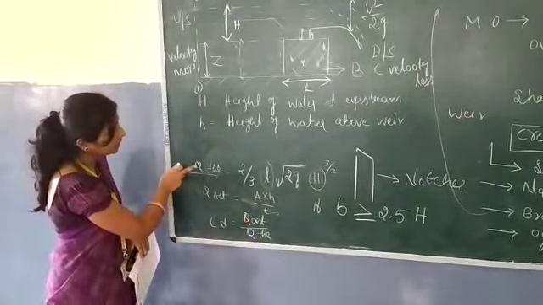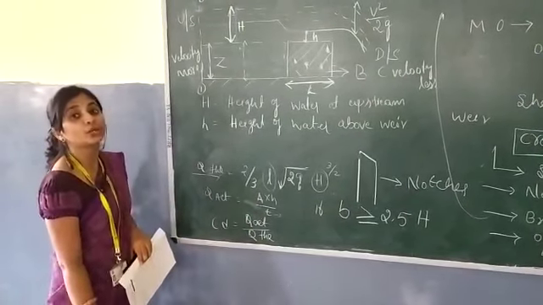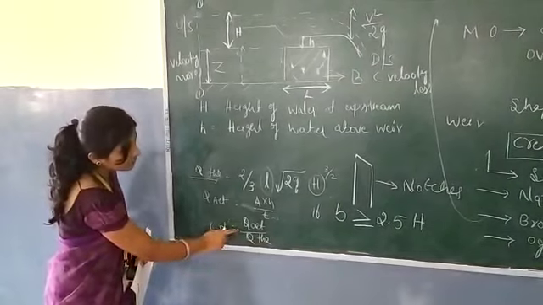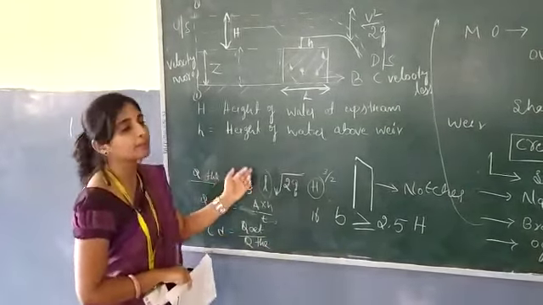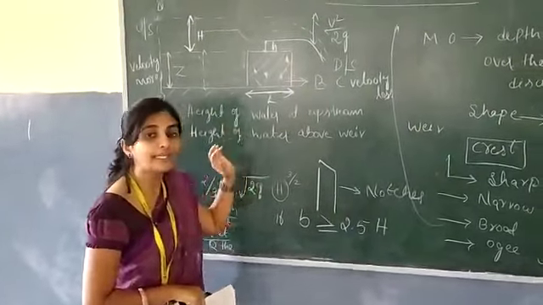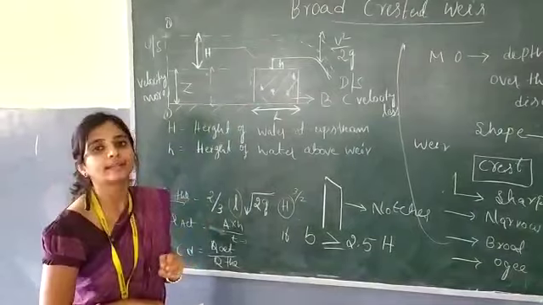By using Q theoretical and Q actual, we get the coefficient of discharge, that is Cd is equal to Q actual by Q theoretical. What is the main aim? To determine the coefficient of discharge by using the broad crested weir.